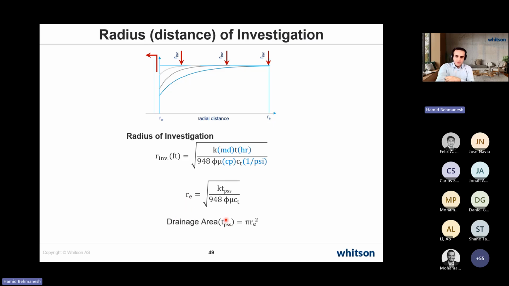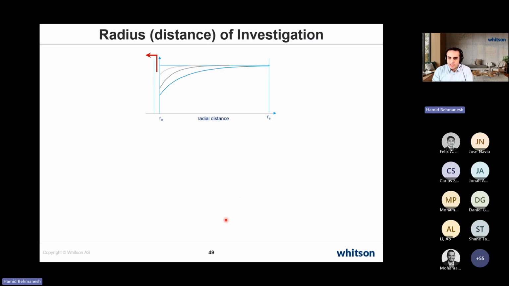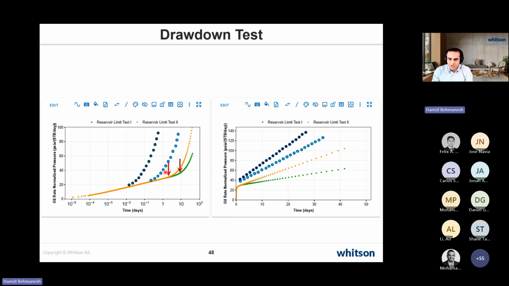So this is another way to calculate the size of the reservoir, simply by plotting my data this way and trying to find the time at which the data start to deviate from a straight line. This is very, very similar to the rate transient analysis work with the time to end of linear flow, if you have some experience in multi-frac horizontal wells. And that's very similar to that.